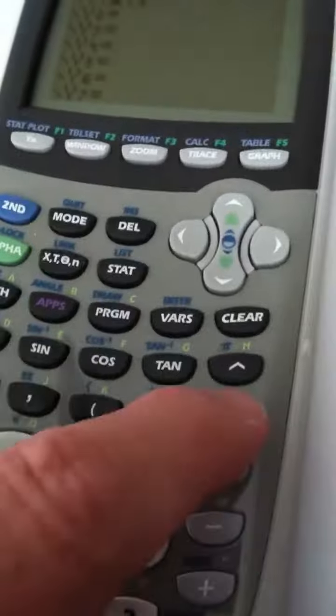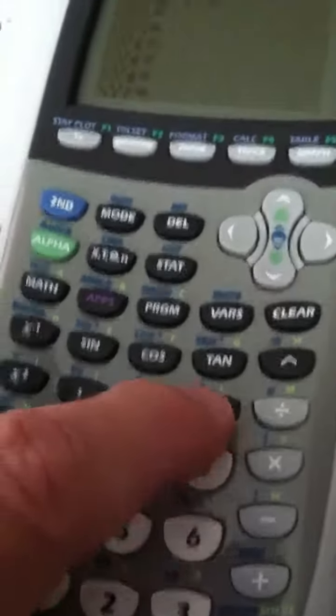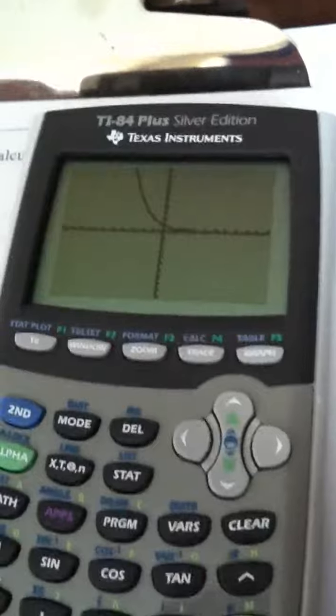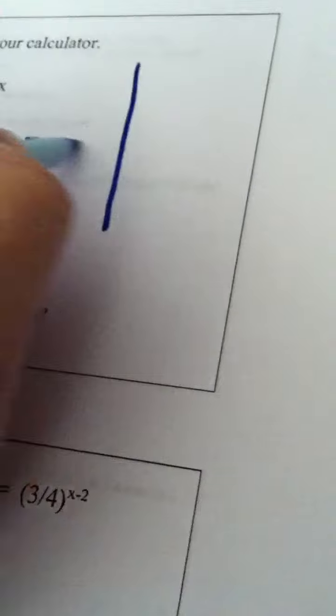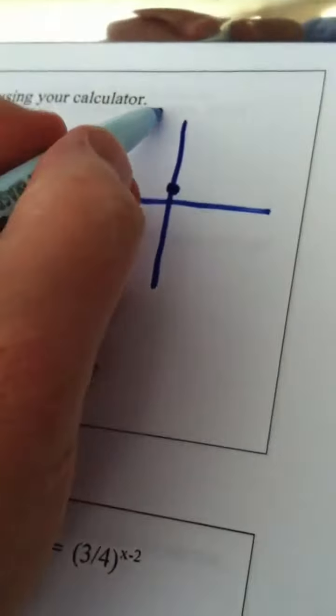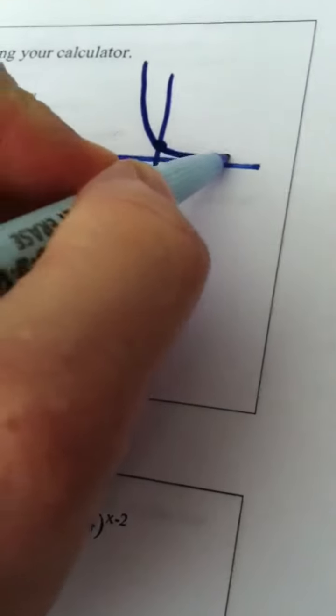Y equals, in parens, I'm going to type 1 divided by 2. I'm going to close paren, so there's my 1/2, and I'm raising it to the x power, and I'm hitting graph. Alright, so what we get this time is an exponential function, but the difference is, when you draw this, we still have the ordered pair 0, 1 as the y-intercept, but this time the graph is decreasing rather than increasing.